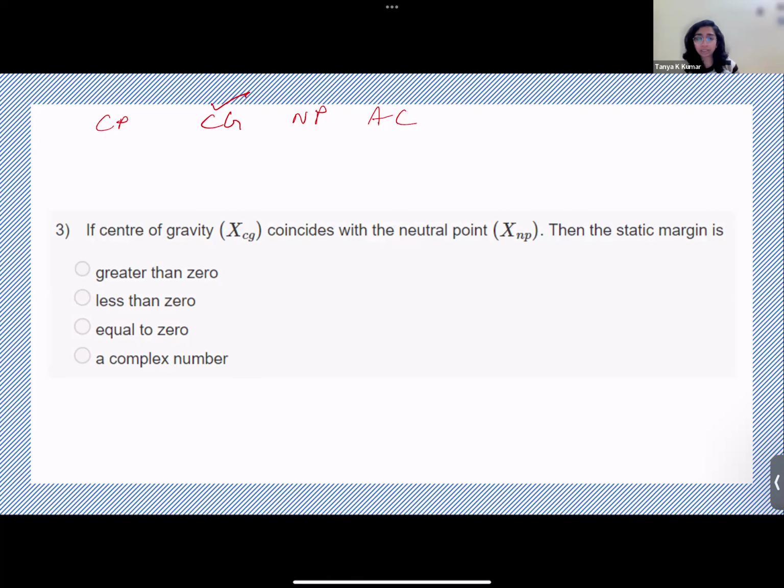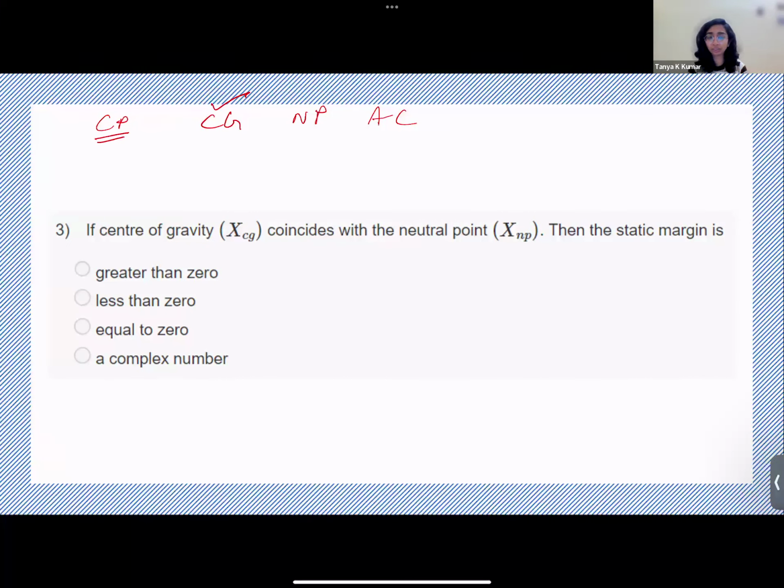Center of pressure. What is center of pressure? Can you define it? We had discussed this in the first two weeks, or if you've done the aircraft performance or aerodynamics course, how would you define center of pressure for an airfoil? It is where the total force acts, where the aerodynamic forces, lift and drag, act. So that is center of pressure.